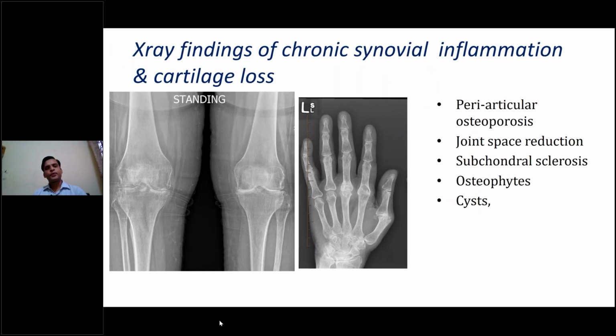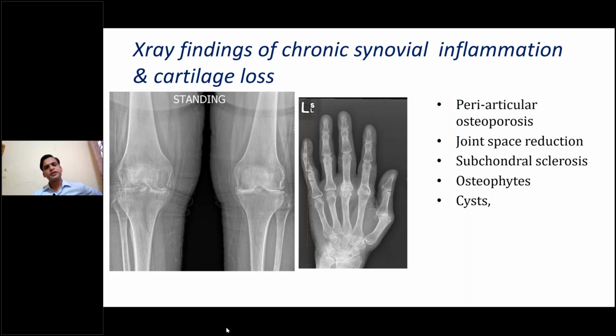So X-ray, cartilage loss, chronic inflammation. Each of these entities, although they are interlinked, are suggested by a few X-ray signs. For example, this patient.